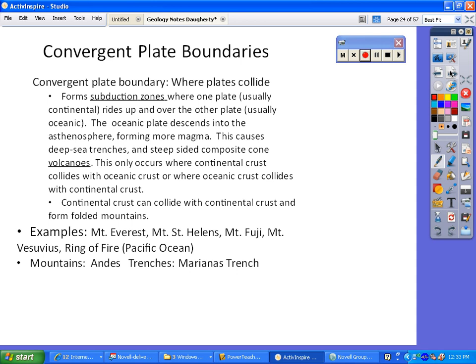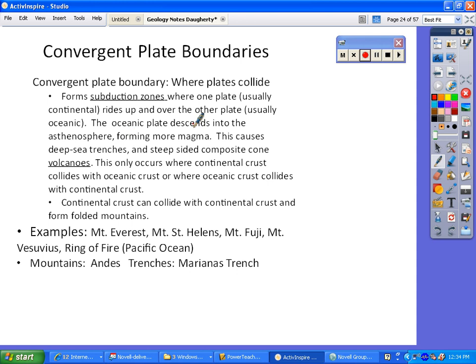Okay, a convergent plate boundary is where two plates are going to collide. Here we form what's called a subduction zone, where one plate goes up under the other plate. A lot of times the plate that rides on top is the continental plate, and the plate that subsides is usually oceanic, if it's those two types of plates. But you can have an oceanic subsidence, and you can have a continental. So we'll look at both of those too.